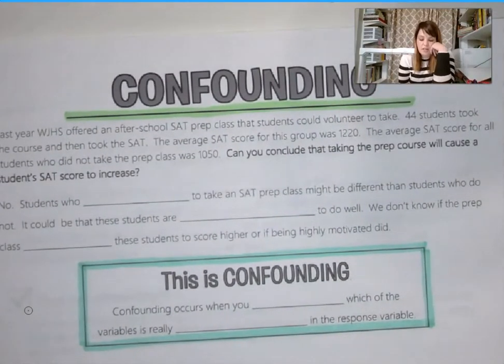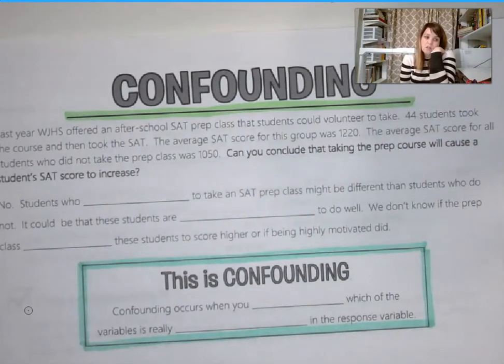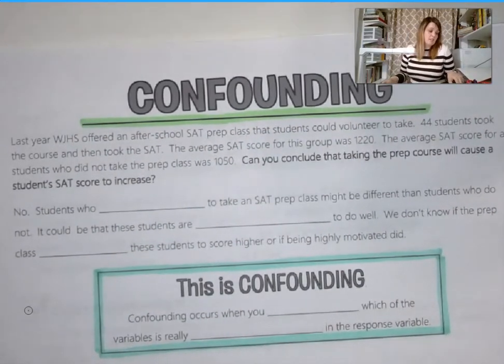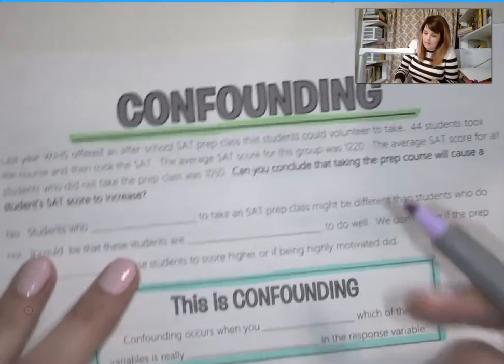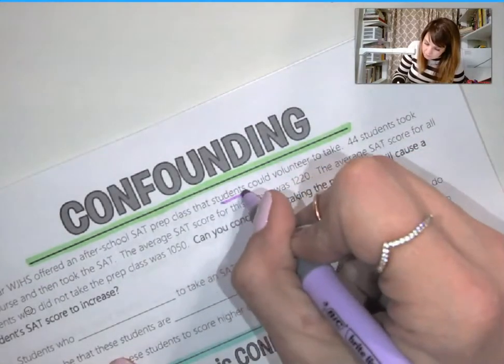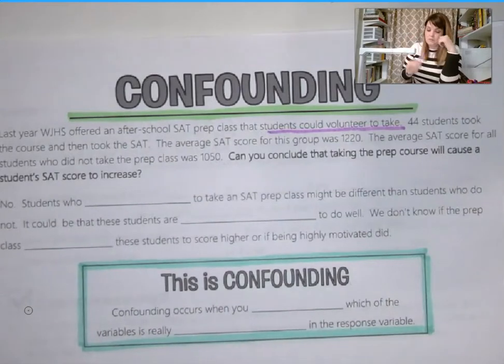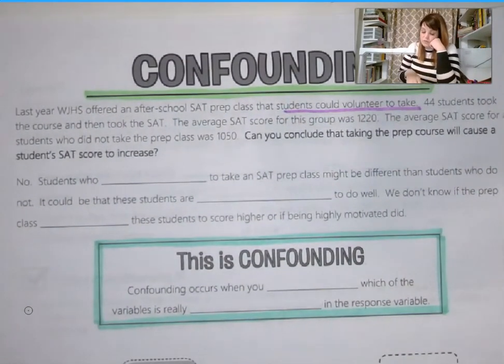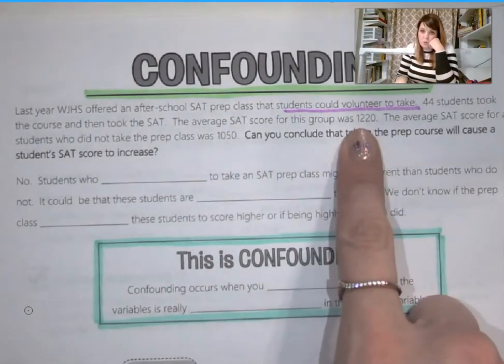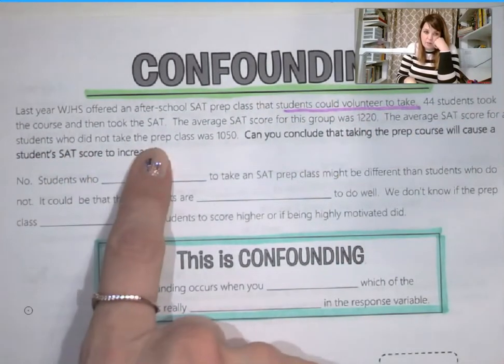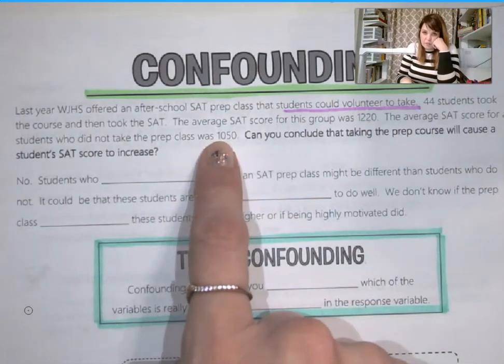Last year at WJHS, they offered an after-school SAT prep class that students could volunteer to take. So one of the important things to acknowledge here is that students could volunteer to take this class. So I'm going to highlight that. 44 students took the course and then took the SAT. The average SAT score for this group was 1,220. The average SAT score for all students who did not take the prep class was 1,050.